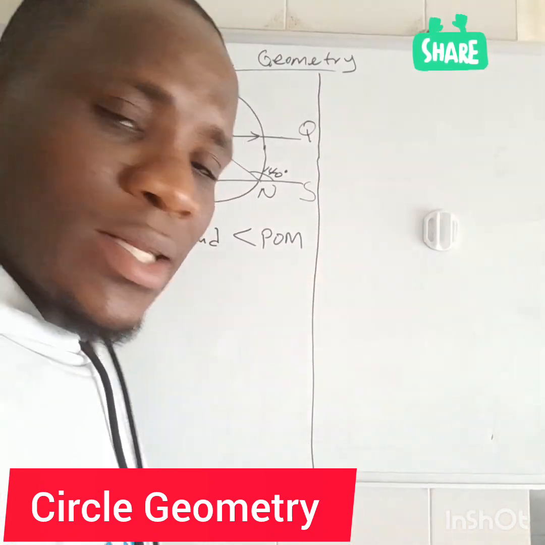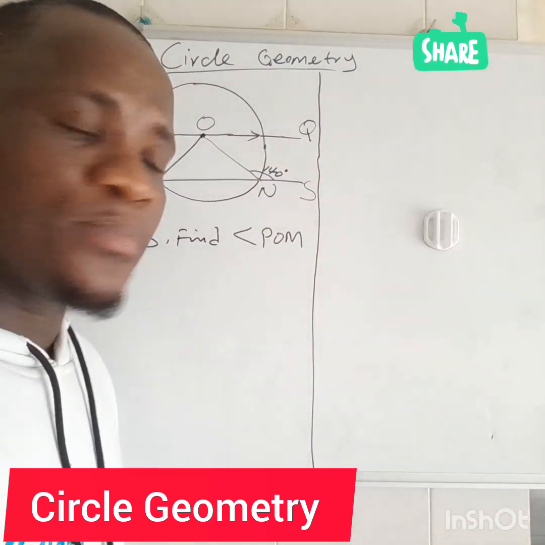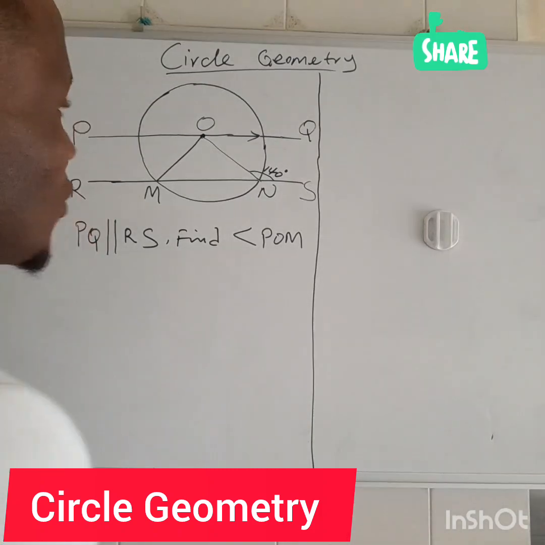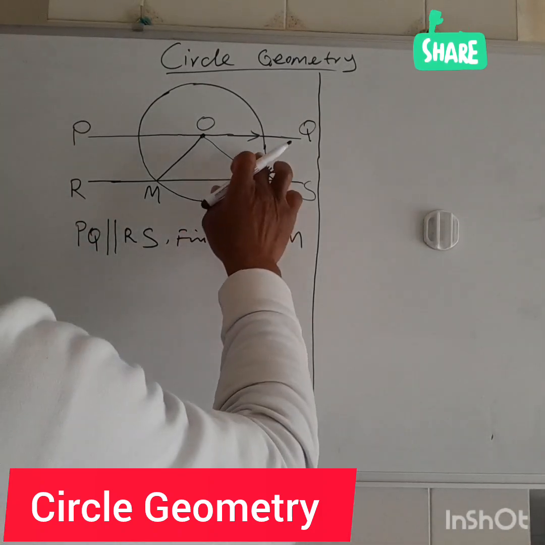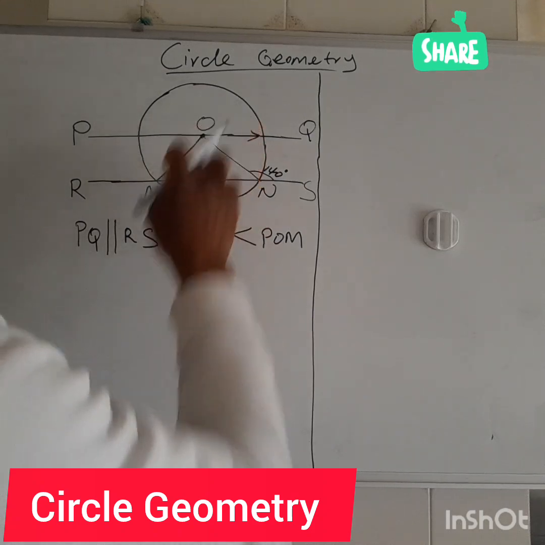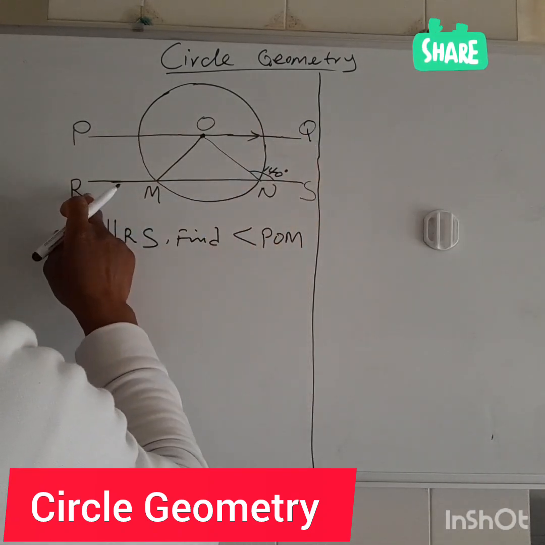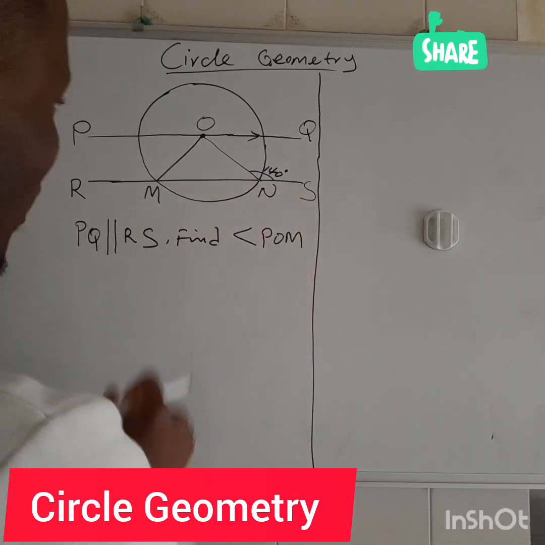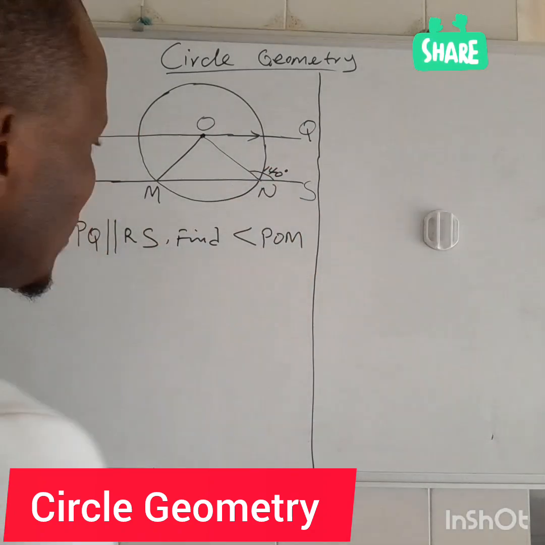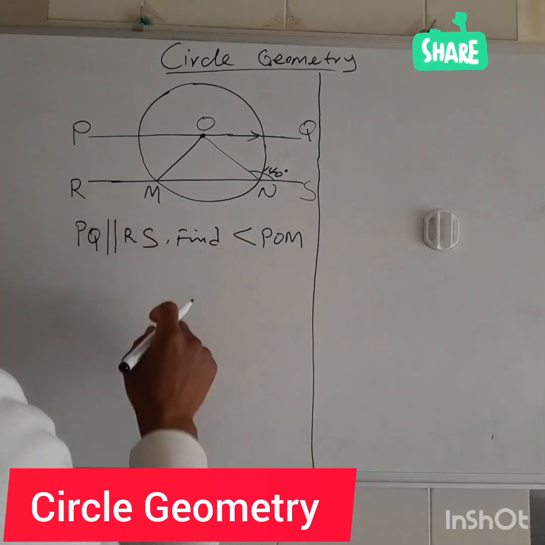In today's lesson, let's see how we can solve this problem before us under circle geometry. So the question says, given a circle, please don't mind my drawing, given a circle with center O and line PQ is parallel to line RS.